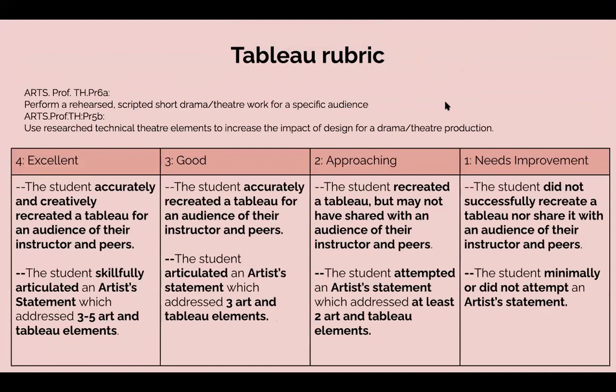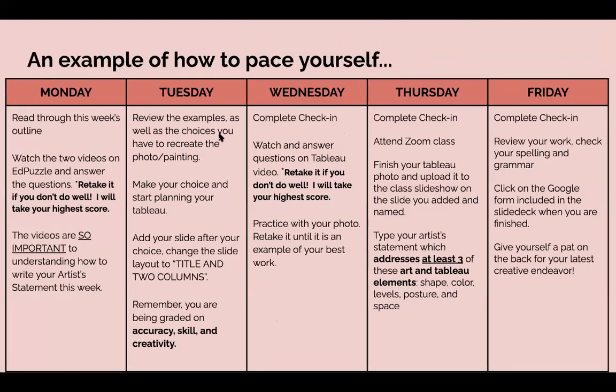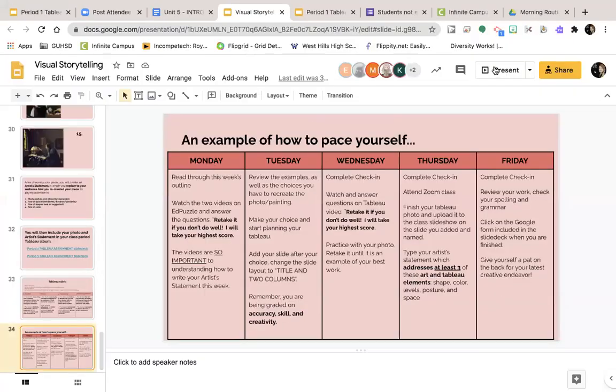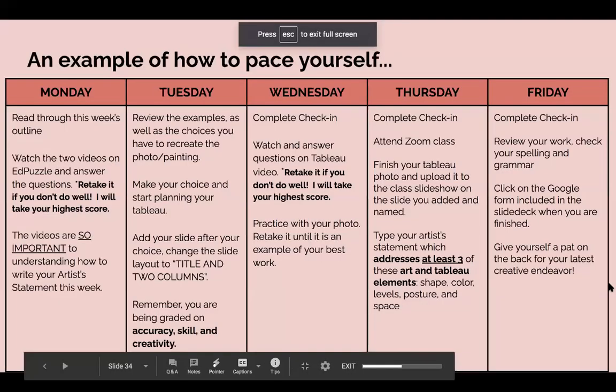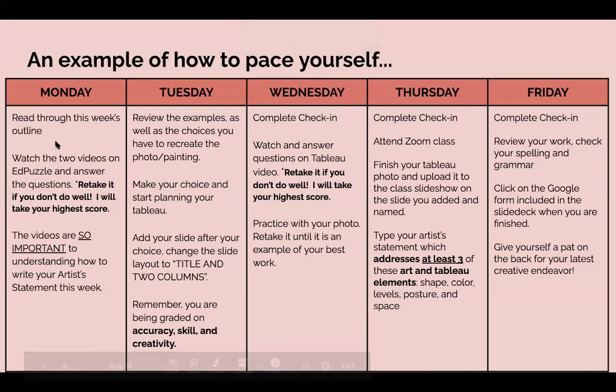And your pacing for the week, an example of what we should be doing. Today is Tuesday, but we're gonna look at Monday, what you should have accomplished yesterday. Yesterday, you should have read through the week's outline, or if you didn't wanna read through it, you could have watched the video of me going through the week's outline. You watch the 2 videos on Edpuzzle and answer the questions. Retake it if you don't do well. I'll take your highest score. Let me know if you don't do well on it, and I'll reset it for you.